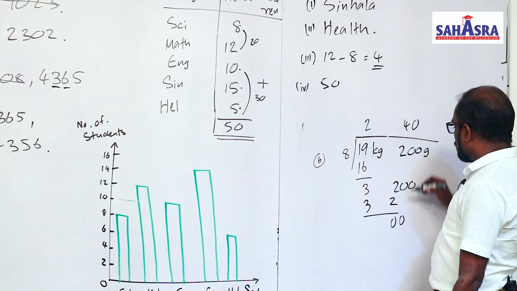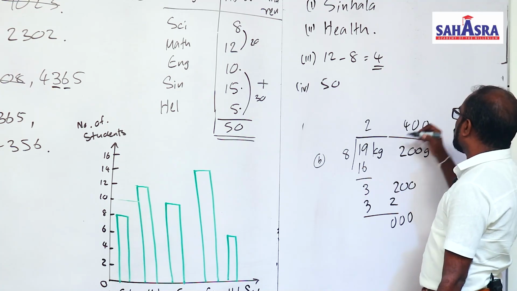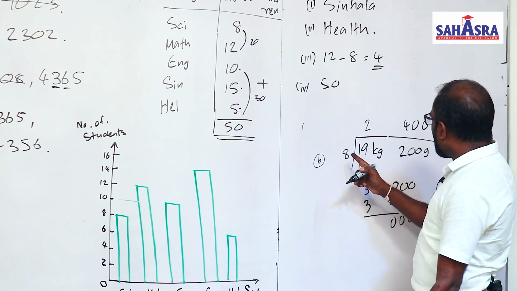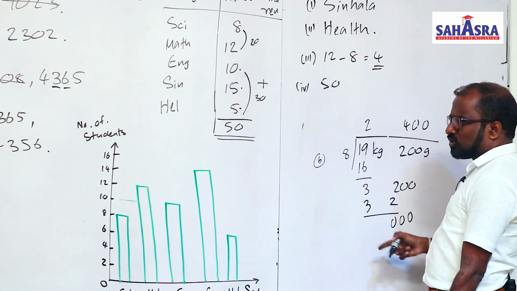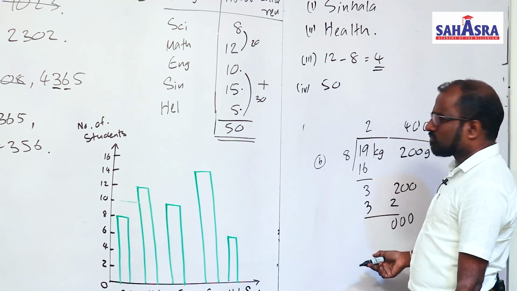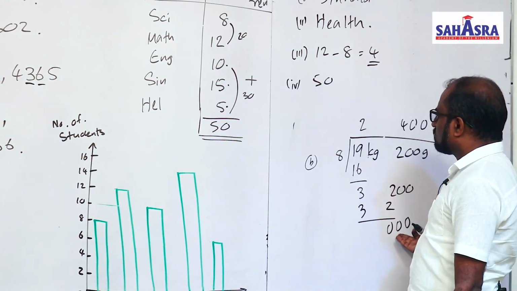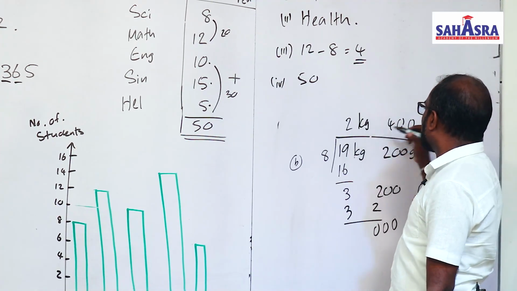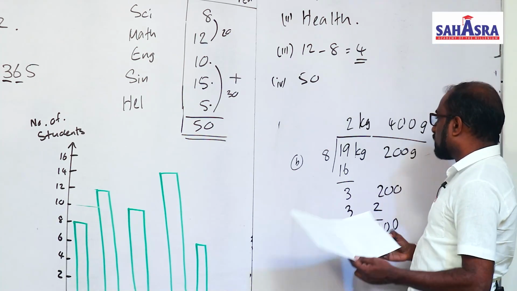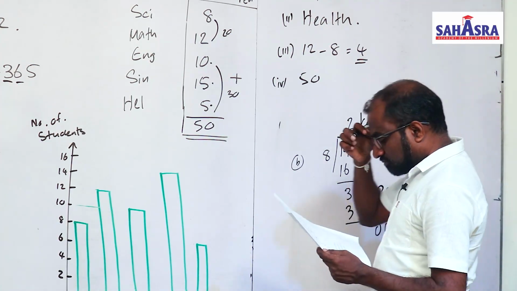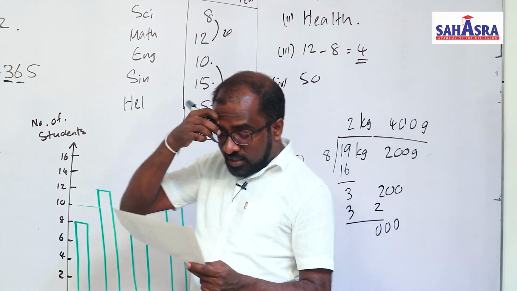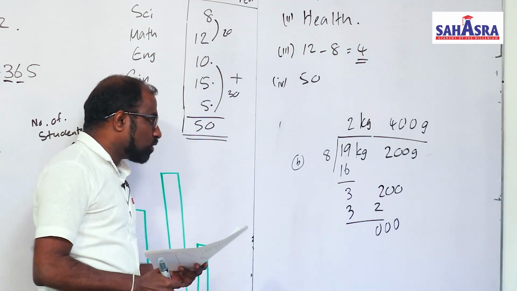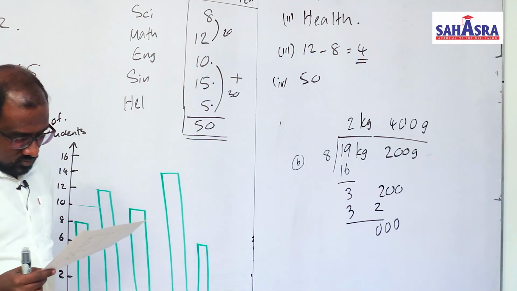For the 0, you put 0. For this one also, you have to put a 0. Then 8 times 0, 0, subtract, 0. You have nothing. So, put 2 zeros here. So, the answer is 2 kilograms and 400 grams. I hope that you have done the paper correctly.